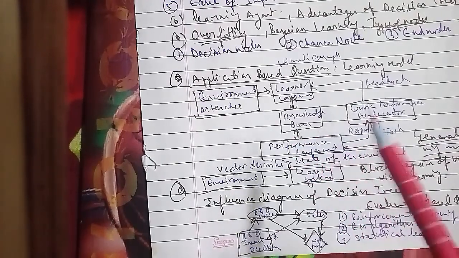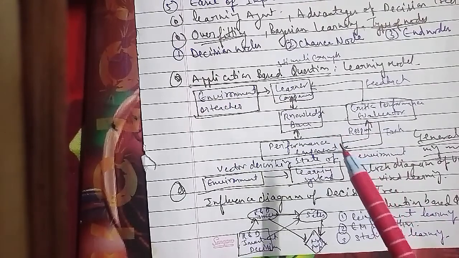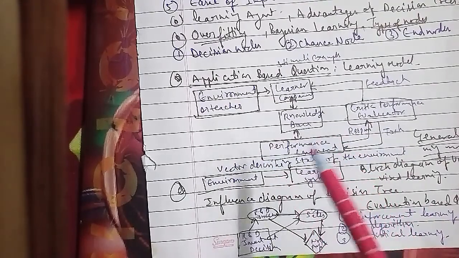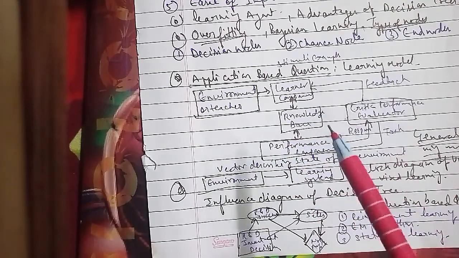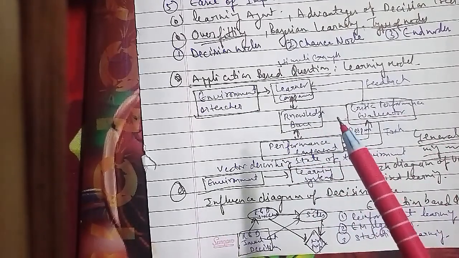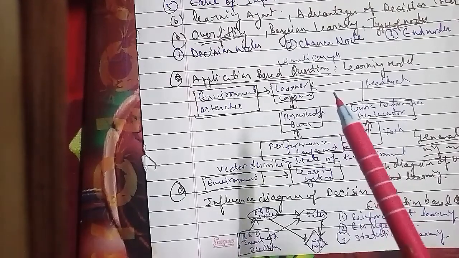Another question is, define the types of reinforcement learning. The types of reinforcement learning are, first, positive reinforcement learning, and second, negative reinforcement learning. These were the 2 types of reinforcement here.